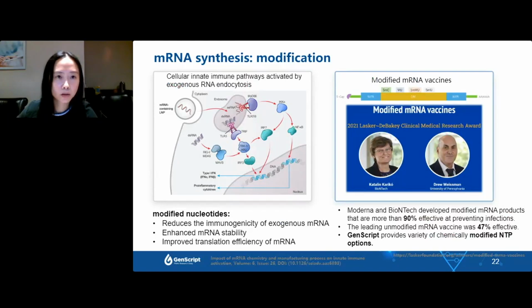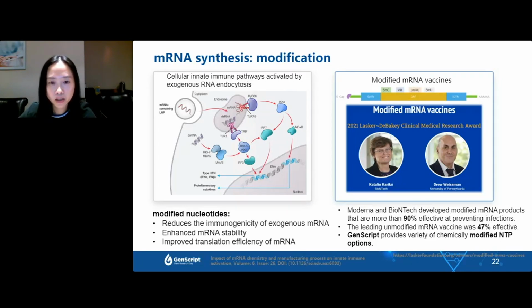Next, let's talk about the mRNA modification. And why do we have to modify the nucleotides? Because it can reduce the immunogenicity of foreign mRNA and also can enhance the mRNA stability and improve the later translation efficiency of mRNA. And actually, there's the controversy whether we should modify it.